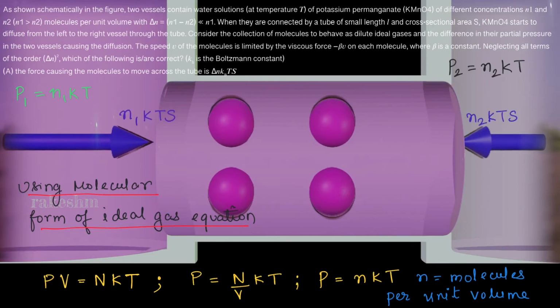So the force due to this pressure will be pressure into area, so N1KT into S. The force here will be the pressure P2 into area, which is N2KT into S. The net unbalanced force is N1KT into S minus N2KT into S, which is, N1 minus N2 he has given as delta N, so delta N into KT into S. This is the same value that he has given in option A, so option A is the correct option.